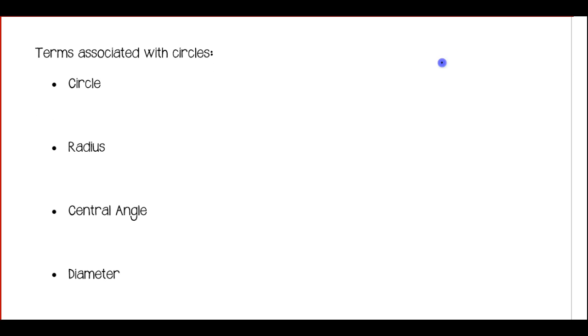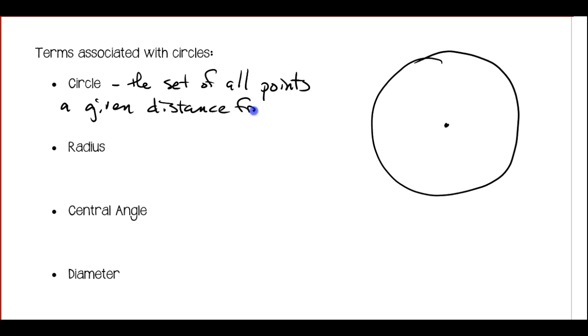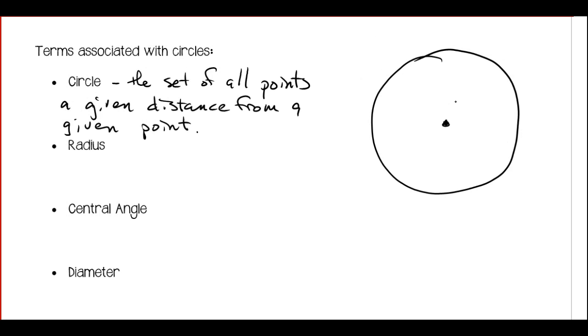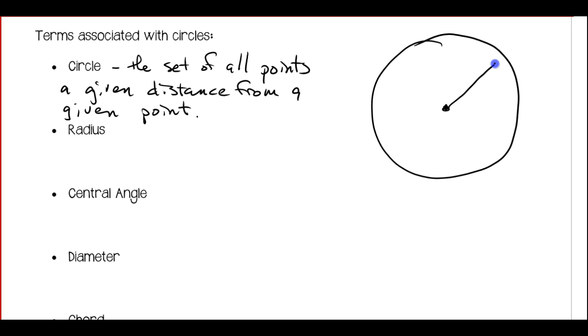So let's take a look at our circle here. The definition of a circle is the set of all points a given distance from a given point. So we've got our center, and then we're going to find all the points that are, say, 3 centimeters from that point, and all of those points that are 3 centimeters from the center are going to be the circle.